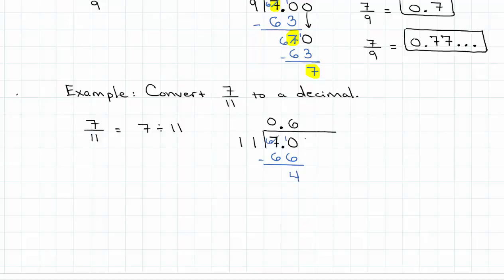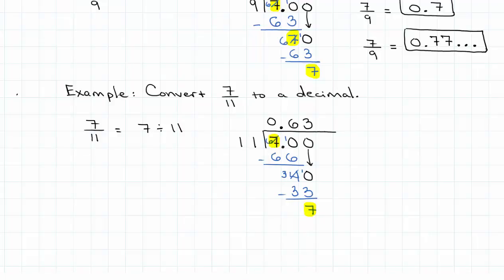I'm going to bring down another 0. 11 goes into 40 3 times. 3 times 11 is 33. We're going to subtract. It's going to give me a 7. So right here, you might notice we got a 7, and we actually started off with a 7 right there. But let's just add a few more digits here, see what happens. We're going to end up here with 70.